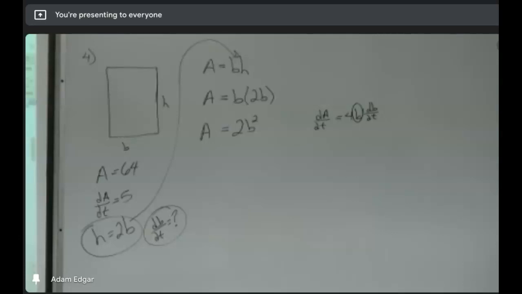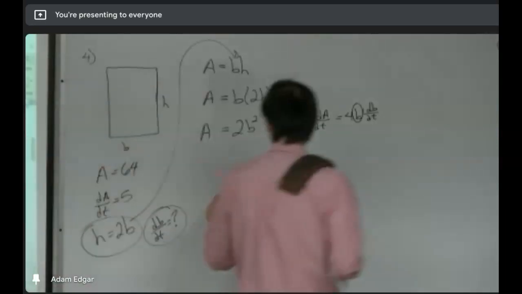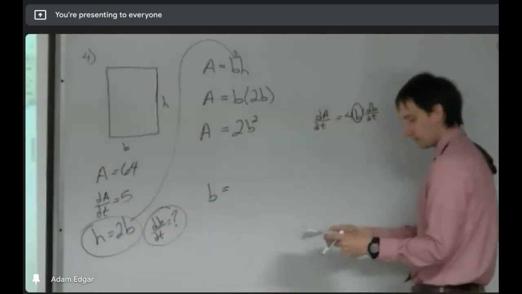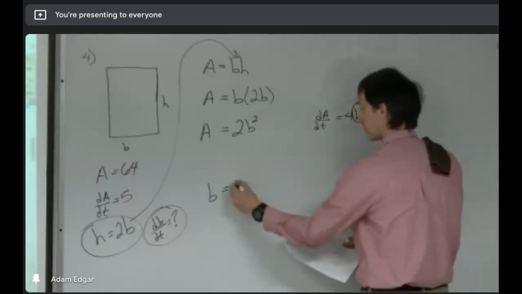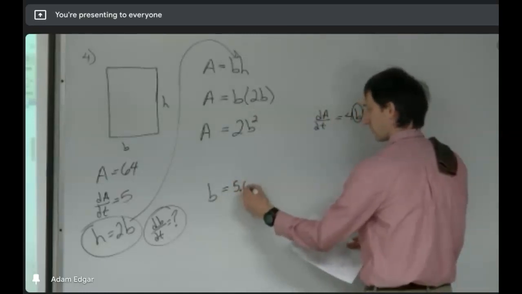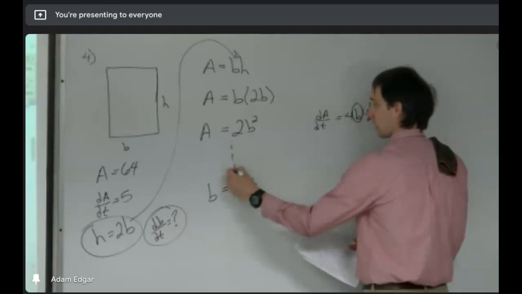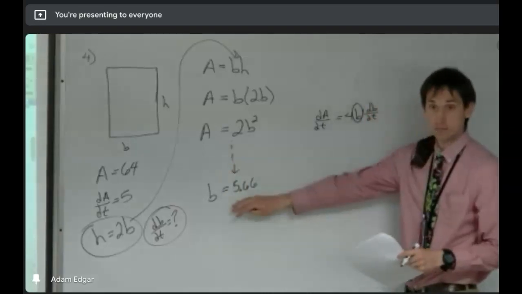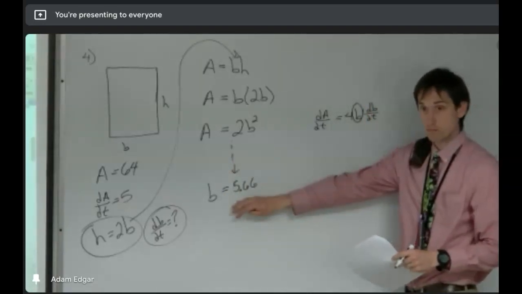All right, so getting B, what was your B value? Your B value. 5.66. Any questions with coming up with B? Then once you got B, what?